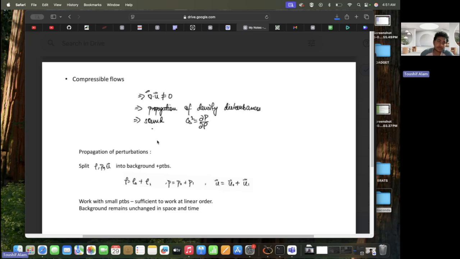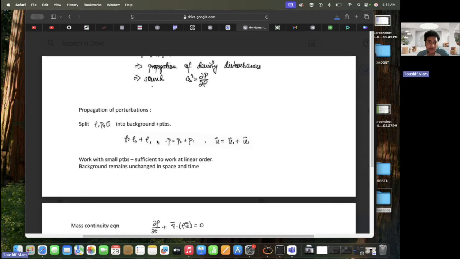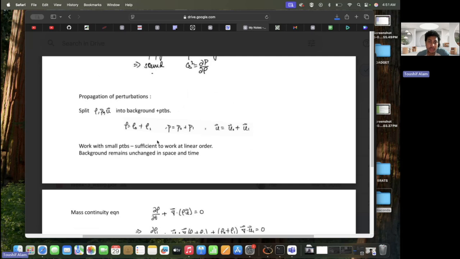For propagation of perturbations, split rho, P and U into background plus perturbation. So rho is equal to rho naught plus rho 1, P is equal to P naught plus P1, and U is equal to U naught plus U1. Work with small perturbations, so it is sufficient to work at linear order. The background remains unchanged in space and time.